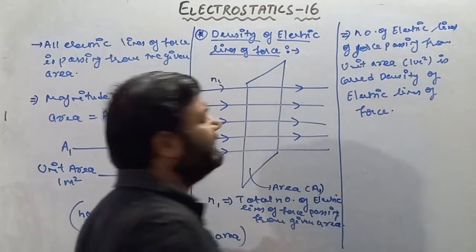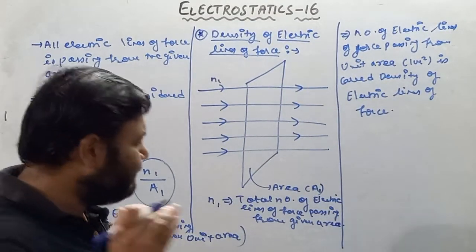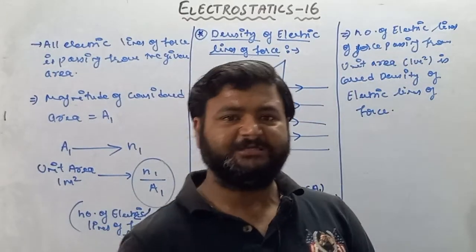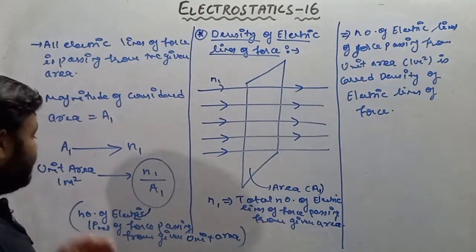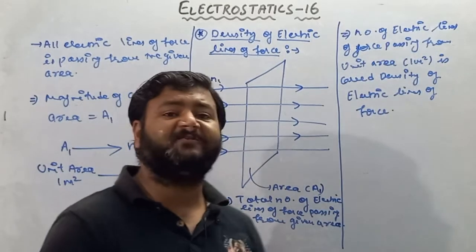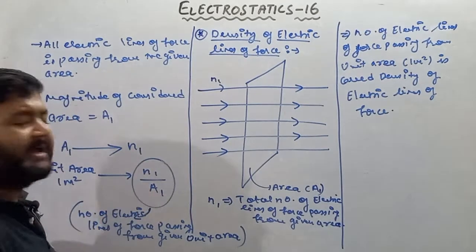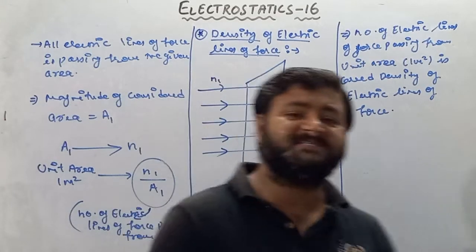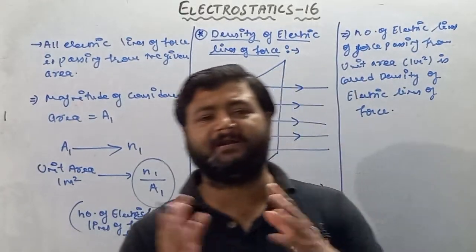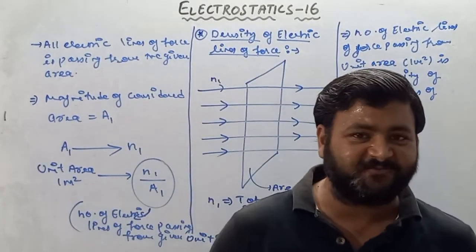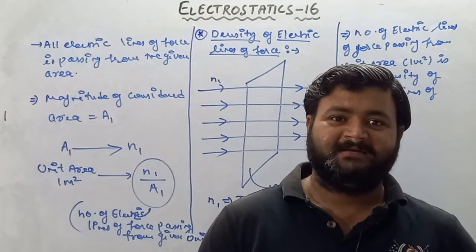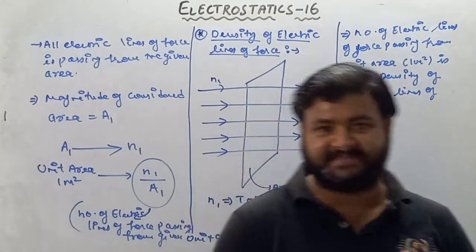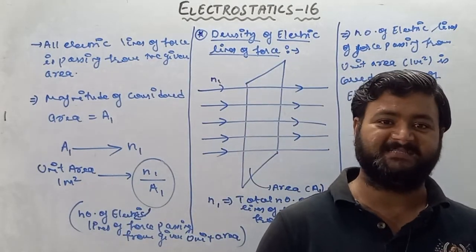So what is basically the density of electric lines of force? The number of electric field lines passing through any unit area. Unit area means 1 meter square, so the number of electric lines of force passing through 1 meter square is N1 by A1. Remember, my dear student, this is called the density of electric lines of force. So density is nothing but the number of electric field lines per unit area. Remember this thing.